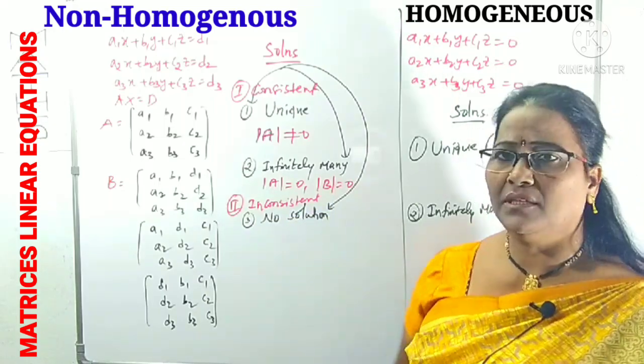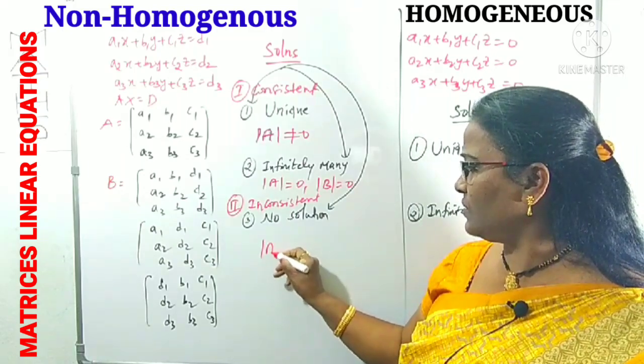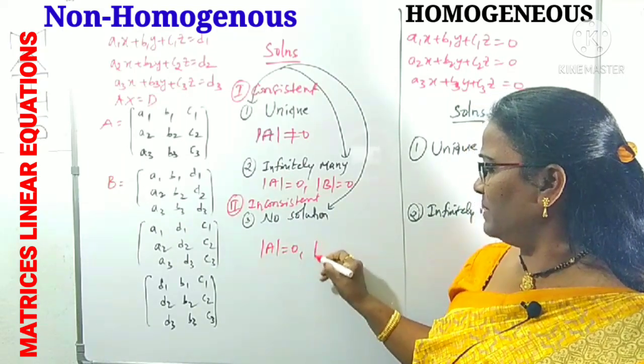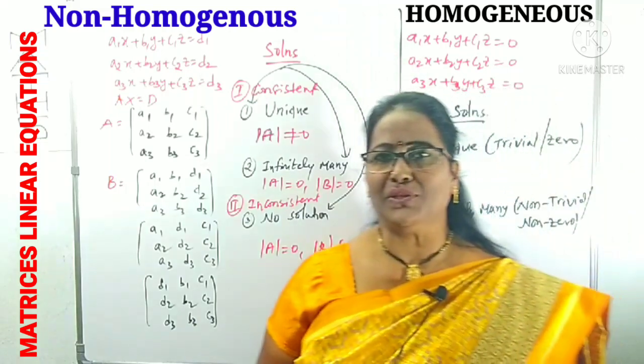Now, come to the no solution. When it has no solution, det A is equal to 0 but det B not equal to 0. That's it. It is a simple way you have to revise.